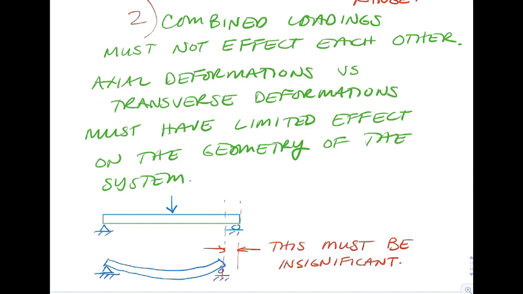Now, realize we talk about a neutral axis, and that axis has no strain on it, no stress. But if you notice here, the deflection due to the deformed shape would actually create the appearance of strain in the axial direction. So that geometric effect here would have to be insignificant. Bending stresses couldn't create a net axial strain in our structure.